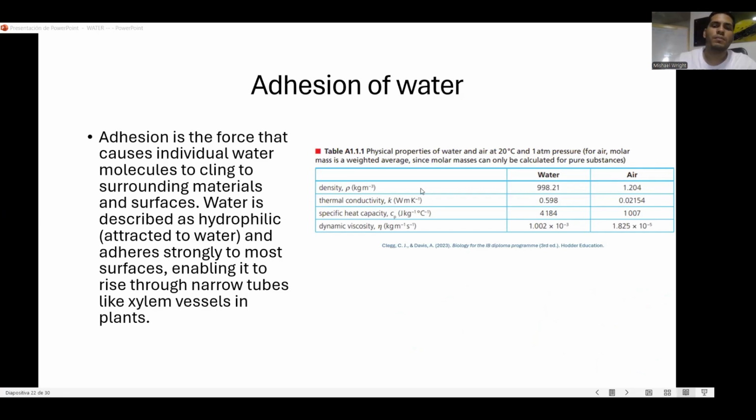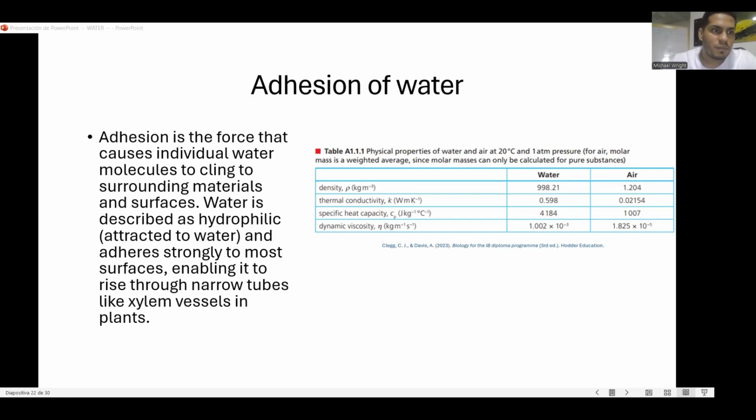So in this table, we see the physical properties of water and air at 20 Celsius degrees and 1 atmosphere of pressure. Remember that air is basically formed by different elements, so in a certain way, it's not a pure substance, right? For air, molar mass is a weighted average, since molar masses can only be calculated for pure substances.